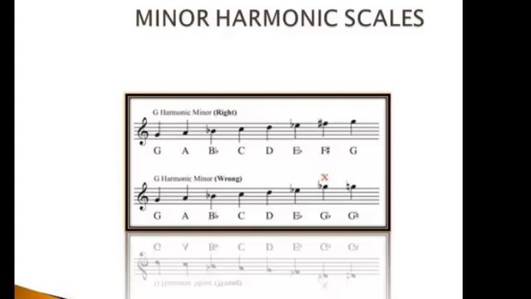Now I'm going to play you G minor harmonic scale, which still has the B flat and E flat, but it also has the raised 7th note, which is F sharp.